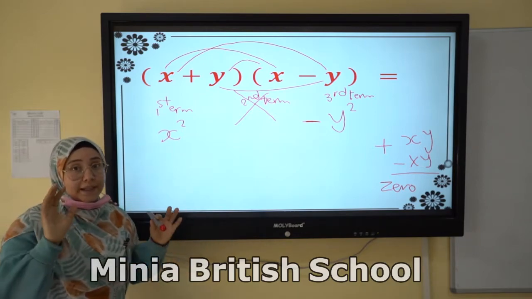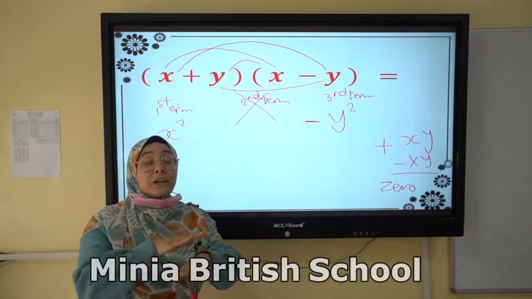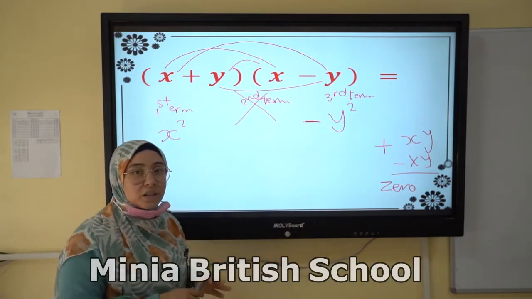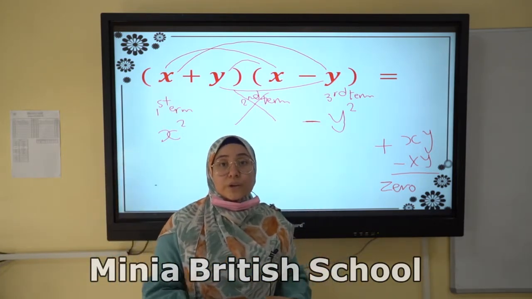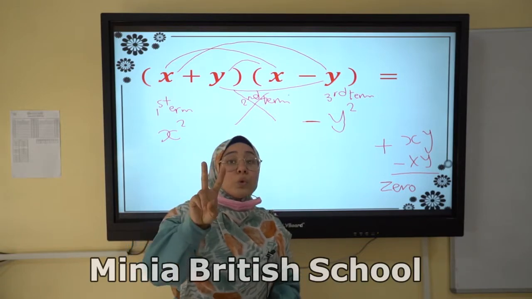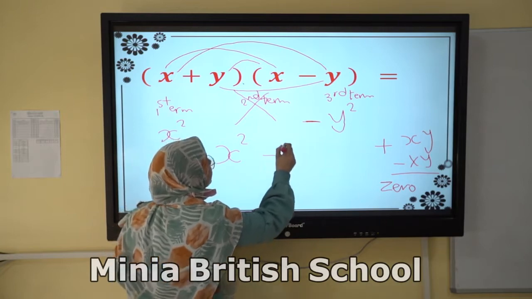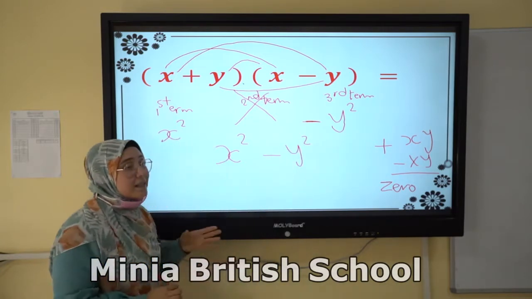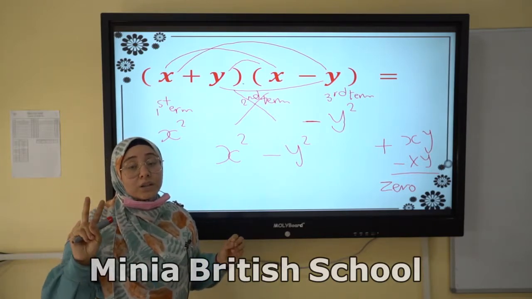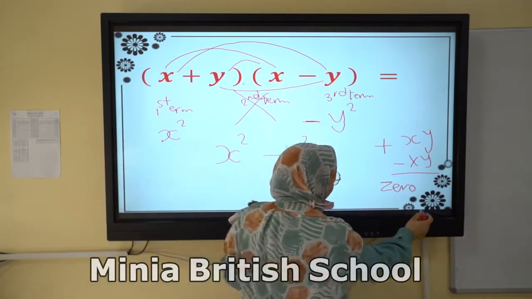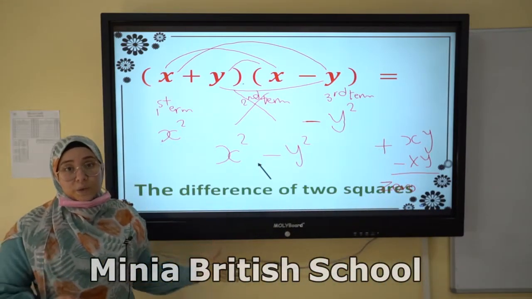In general, if we multiply two binomials that are alike in everything, only different in the sign, one of them positive and the other negative, we get an expression consisting of two terms only, like this: x power 2 minus y power 2. This expression is called the difference of two squares.